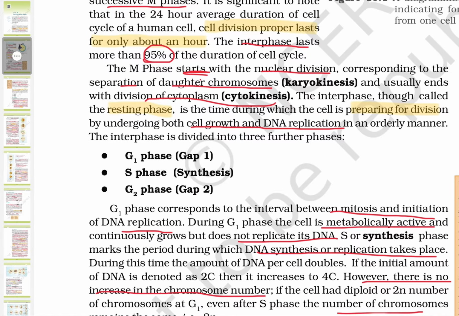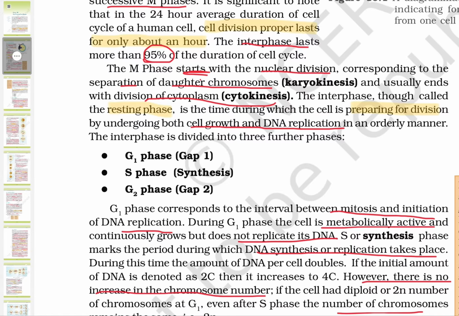Now the interphase, we call it the resting phase, and it is the time during which the cell is basically preparing for cell growth and DNA replication is occurring, and the actual cell division is not occurring during this stage. The interphase is divided into three phases: G1, S, and G2 phase.